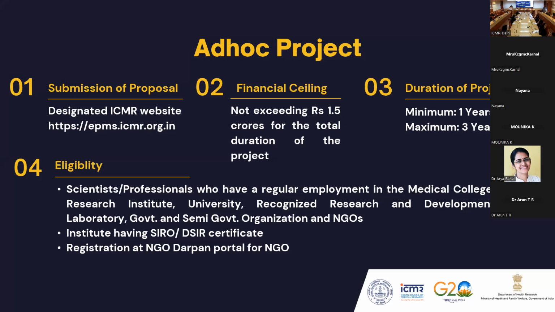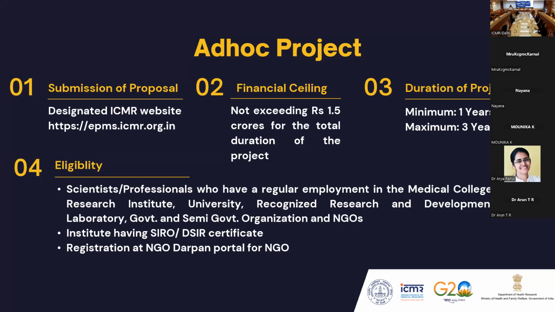If anything happens, like your PI is transferred or resigns, who will take care? Obviously the co-PI will take care. Whatever the eligibility criteria for the PI, the same applies to the co-PI. A lot of times I receive queries: my research scholar, PhD scholar, or MSc student wants to become the co-PI, but I am not able to add their email ID. Because they are not eligible, you are not able to add them as a PI or co-PI.